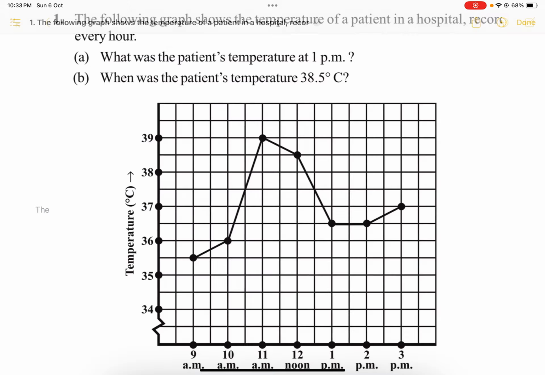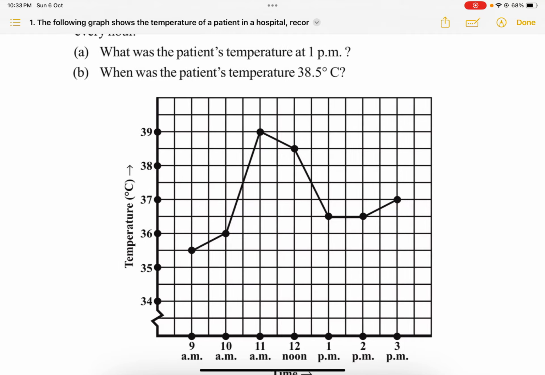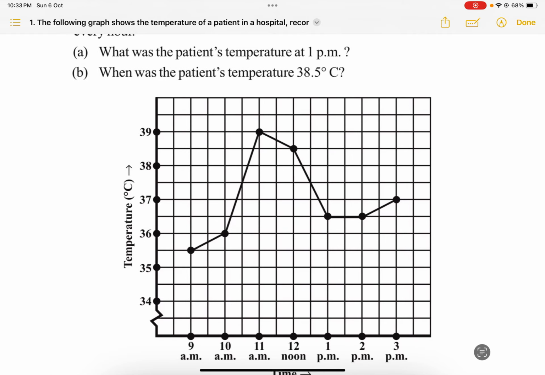Let us see. At 10 o'clock it started increasing, correct? See the graph. And at 11 o'clock it peaks up to 39 degrees centigrade. So from 10 to 11 the graph is upwards. Okay. Then the graph is downwards here, correct? And then it is constant here, and then the graph is a little upwards here. That means from 2 to 3 again the graph is upwards.